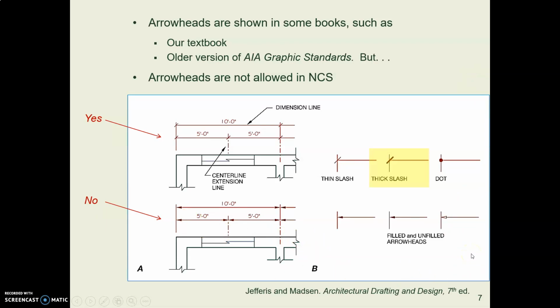I'm not sure why he's doing that. It might be left over from some old days. But anyway, the National CAD Standard says you are not allowed to use arrowheads. You must use architectural tick marks. And you get your choice of a thin tick or a thick tick. We are supposed to use the thick one.